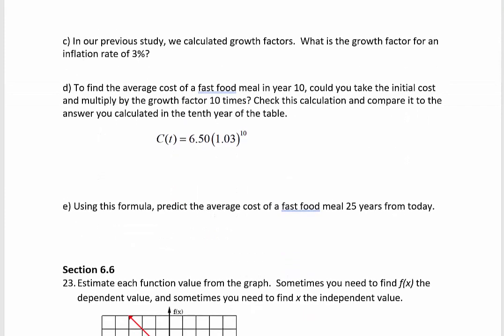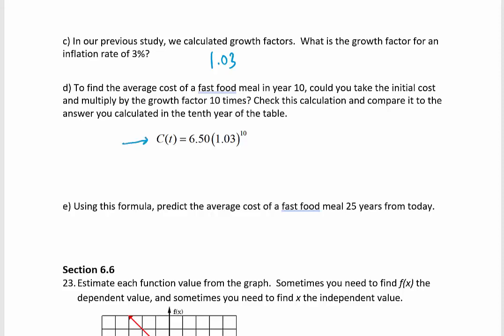Okay, let's see. Question C. In our previous study, we calculated growth factors. What is the growth factor for a 3% inflation rate? Well, we already talked about that. That's 1.03 as our growth factor. Define the average cost of a fast food meal. 10 years from now, you could take the initial cost and multiply by that factor 10 times.